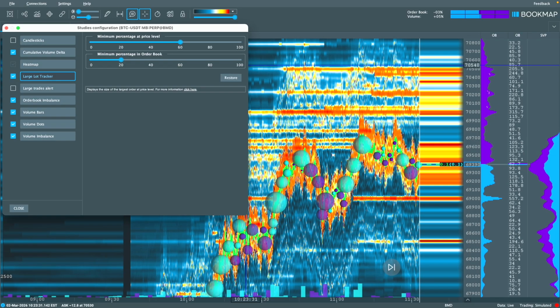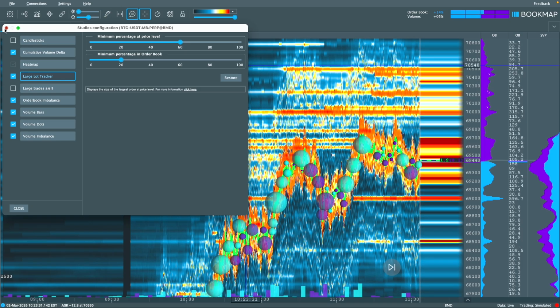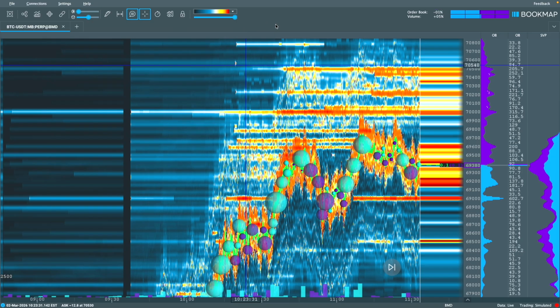And that is it for all the tools we use to see the passive side of the market, or the resting liquidity in the market. In the next lesson, we're going to be going over the structural tools that we'll be using inside of Bookmap.